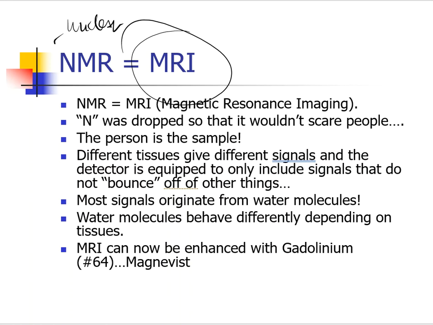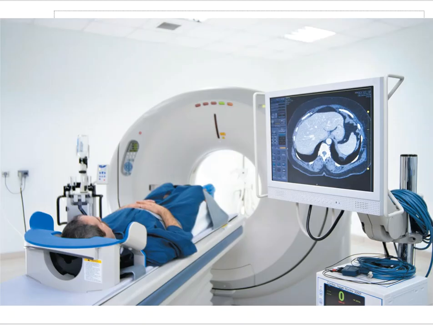So we just take the same instrument pretty much. You are the sample, not an actual organic compound, and you are slid into an instrument that runs off of a magnetic field. And when that runs off of a magnetic field, you are injected with dye.